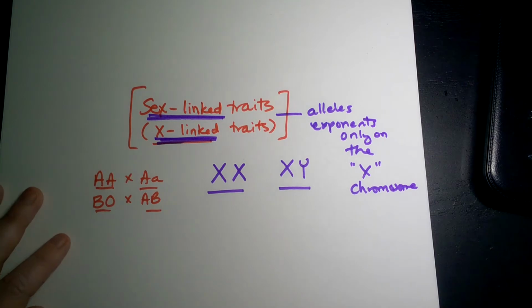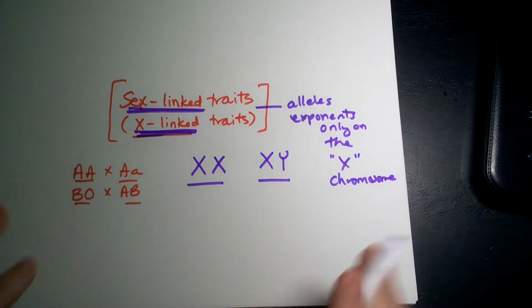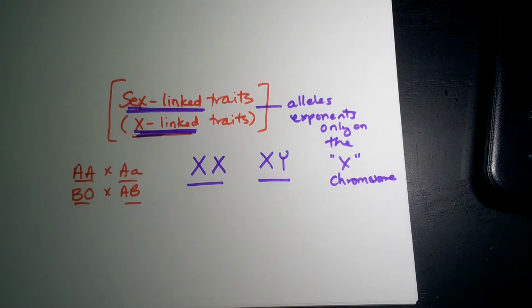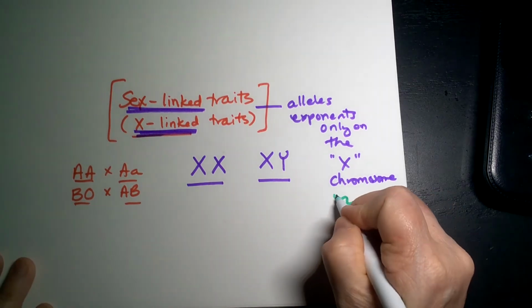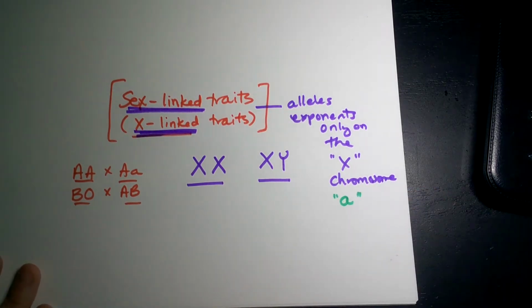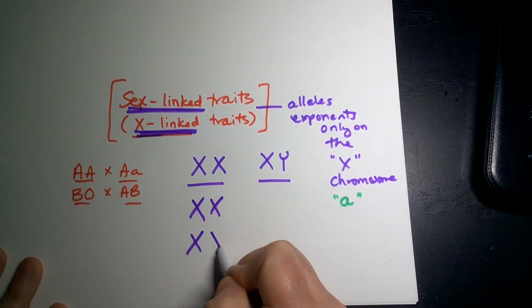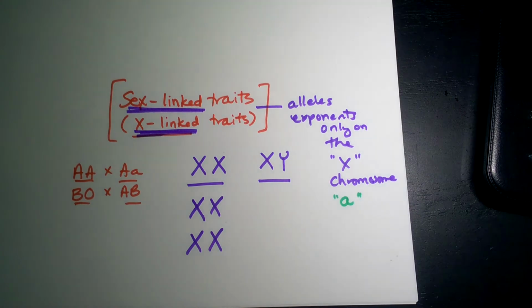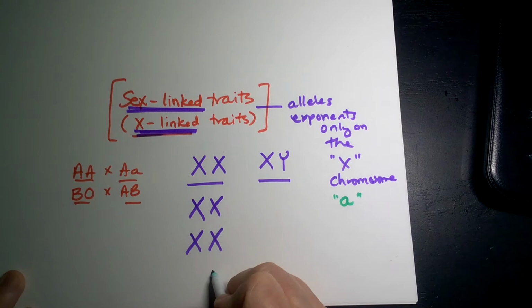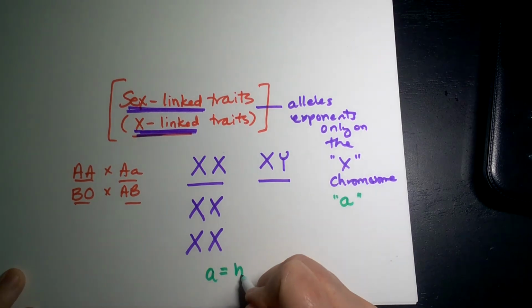So the inheritance pattern becomes a little different, right? And we always make these traits a little a, or recessive, because typically we're going to call these traits recessive, and I'm going to show you those as recessive. So there are actually 3 different genotypes a female can have for some sort of X-linked trait, and I'm going to make this trait something called hemophilia.